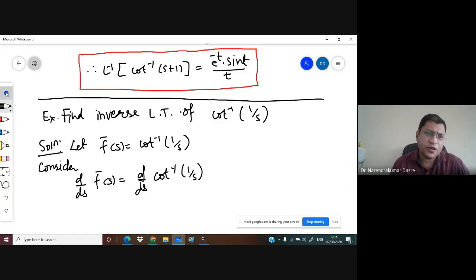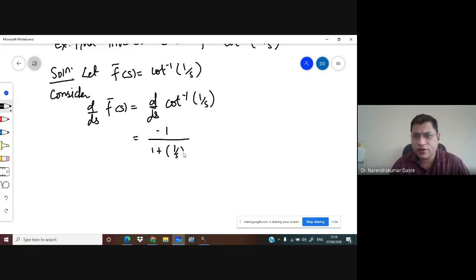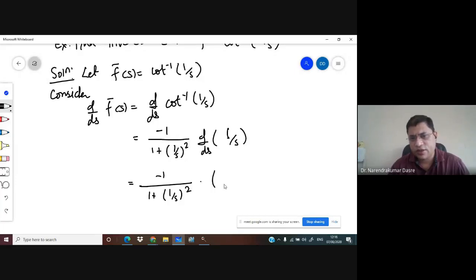Please be careful while finding the derivative, because once you miss the derivative, your answer is going to be wrong. So we have minus 1 upon 1 plus 1 by s bracket square, and here you will be having the derivative of this 1 by s. So d by ds of 1 by s will be minus 1 by s square.